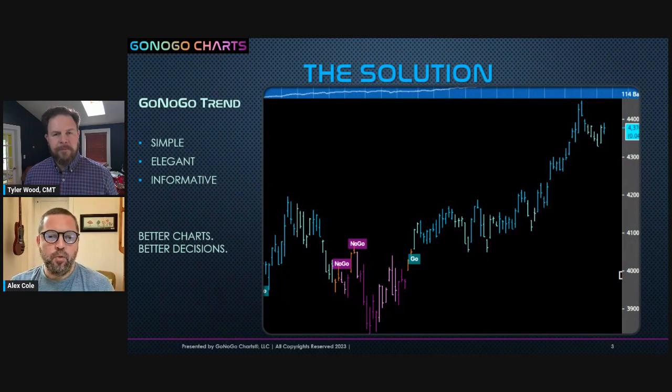We still get the weight of the evidence approach to stack the odds in our favor, but we do it in a way that is hopefully simple to understand, simple to read. Hopefully it's an elegant solution, and of course it needs to remain informative. And so that's what we have then with the GoNoGo trend indicator.